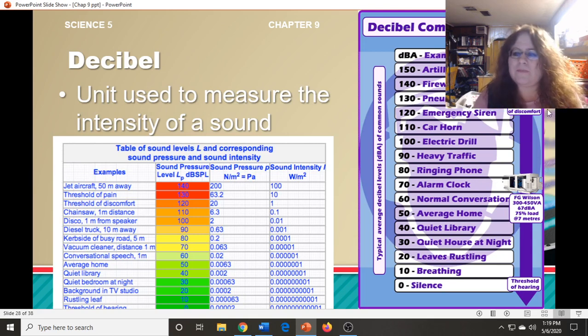So this is where we get to where it says the threshold of discomfort. When sounds get to about 120 decibels, it starts to feel really uncomfortable on your ears. And then when the sound gets up to 130 decibels, pneumatic drill or a jackhammer, then we have the threshold of pain. This is when you actually start getting pain in your ears. Fireworks at 140, artillery, gunfire at 150, jet aircraft over here about 140. Our book says 160, it's approximate. There's a vacuum cleaner at 70, that's an annoying noise. Chainsaw, 110 decibels.